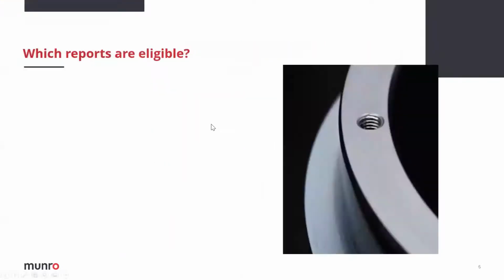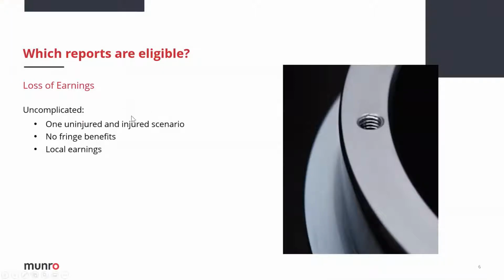You might be wondering which reports are eligible for this actuarial calculation. At this stage, it's only loss of earnings. And we also limit it to what we're calling the uncomplicated reports. What we mean by uncomplicated is that it's one scenario, so one set of uninjured and injured earnings progressions. No fringe benefits.